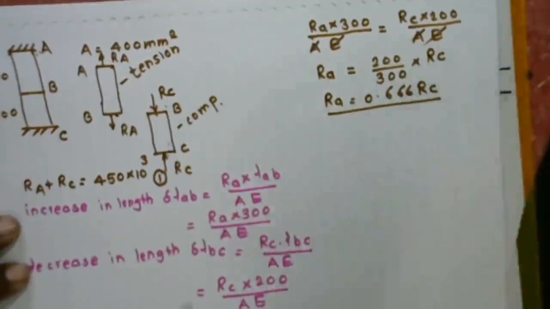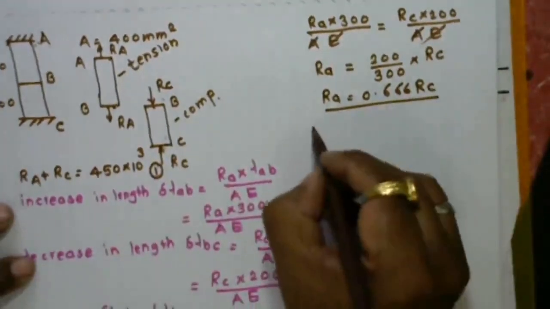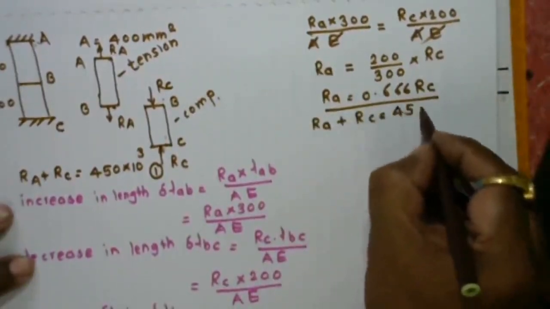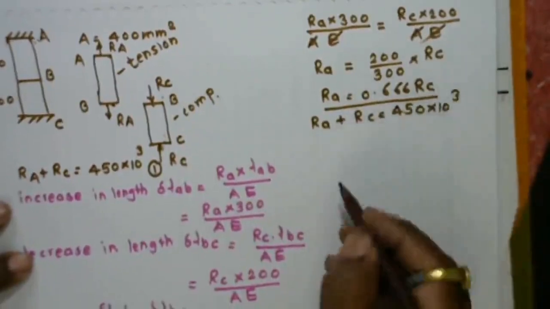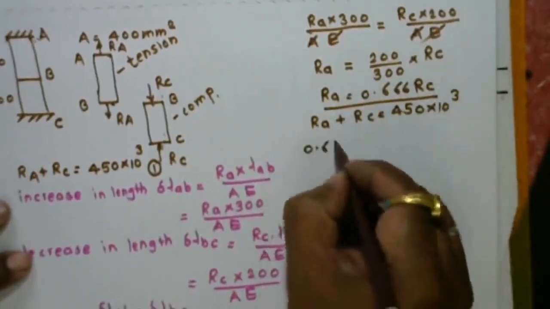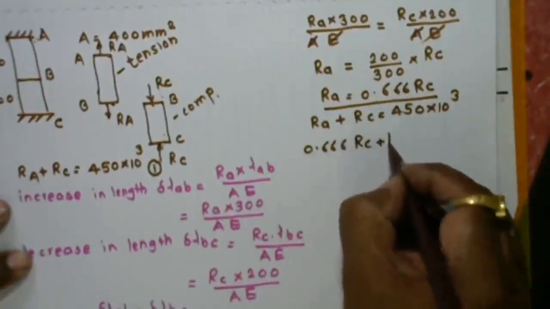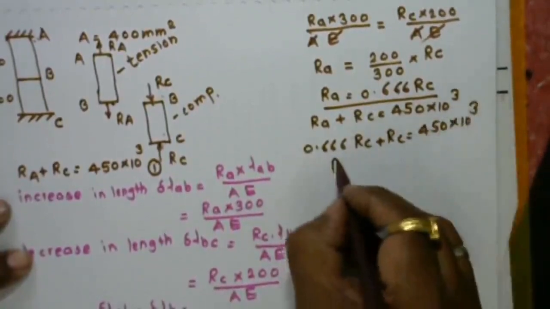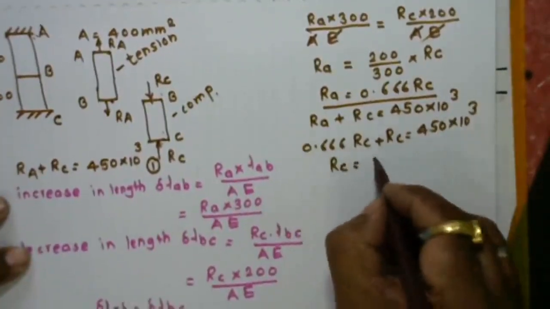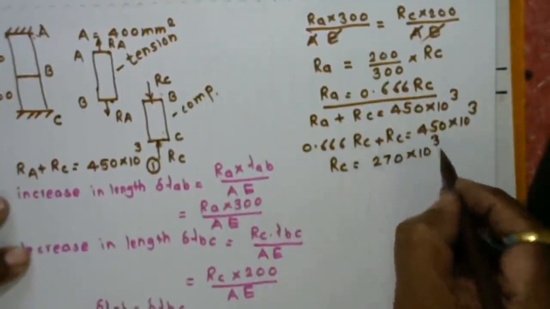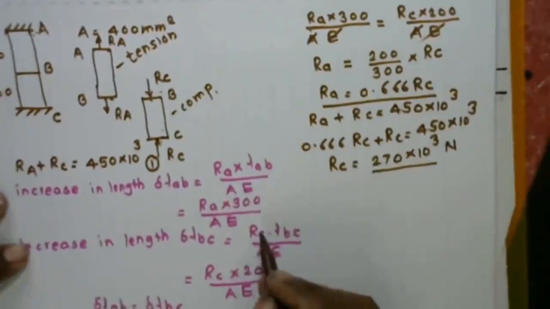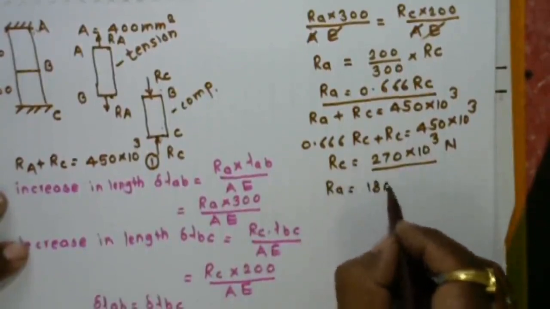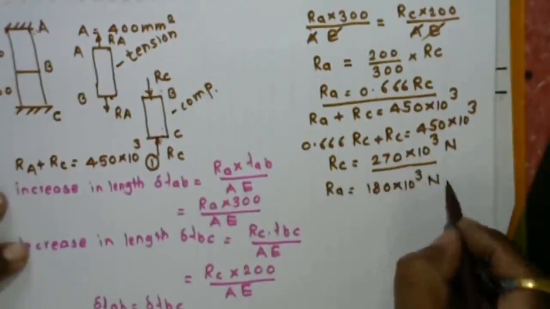We get one unknown equation, but we know that RA plus RC is equal to 450 into 10 raised to 3. We know that equation, so put the value of RA here: 0.666 RC plus RC is equal to 450 into 10 raised to 3. So you will get the value of RC here, that is 270 into 10 raised to 3 Newton. From that we may calculate the value of RA also. RA is equal to 180 into 10 raised to 3 Newton.